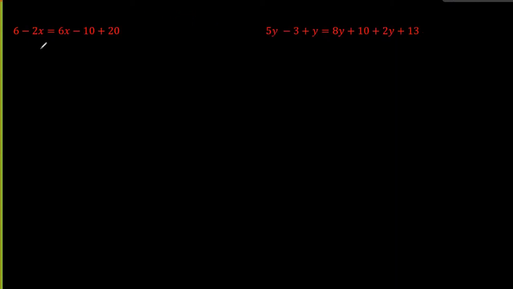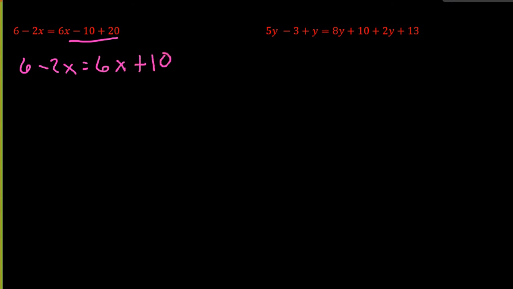So the one on the left, let's combine like terms that are on the same side. So that would be the negative 10 and a positive 20, which make a positive 10. So we have 6 minus 2x equals 6x plus 10.